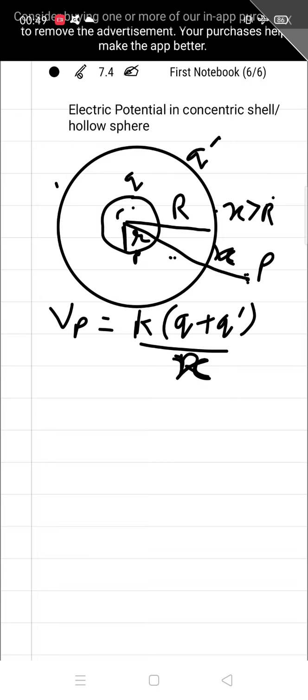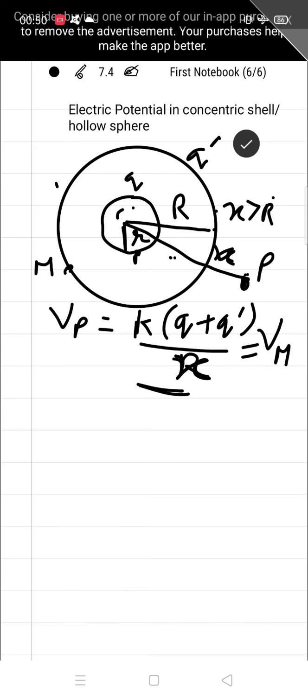Now if the point is located at the surface, let us take this point here and call it M. Now M is located at the surface, then the total potential will also be equal to the same value. So Vp will be equal to Vm, where Vp was the potential at point P outside the body of the shell and Vm at the surface of the shell.